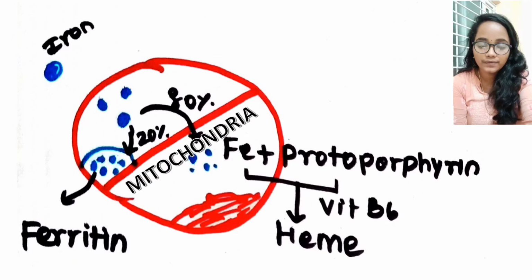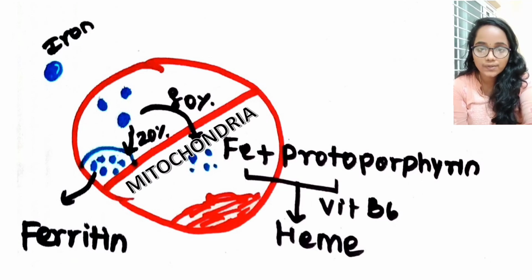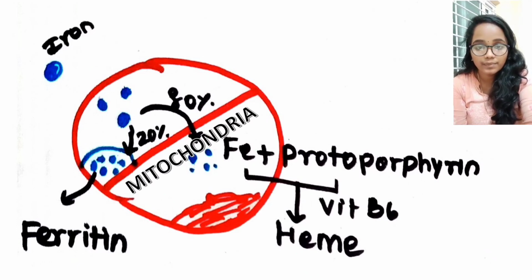Iron gets absorbed from the small intestine. It goes to the bone marrow for heme synthesis. In the bone marrow, it goes to erythroid precursors. In erythroid precursors, 80% of iron goes to mitochondria for heme synthesis. The remaining 20% of iron is stored as ferritin. In mitochondria, iron gets incorporated with protoporphyrin to form heme with the help of vitamin B6 and some other enzymes.